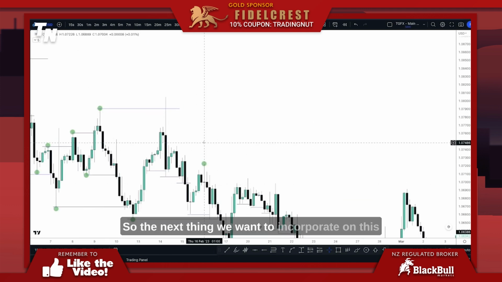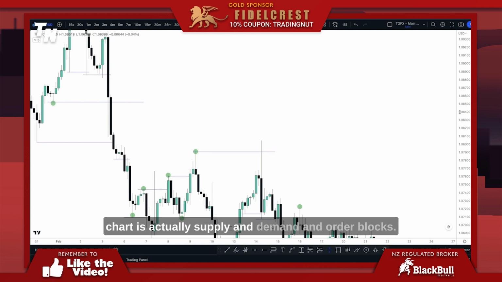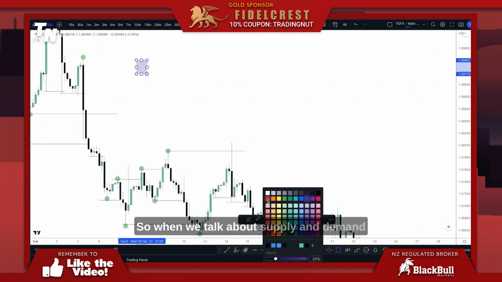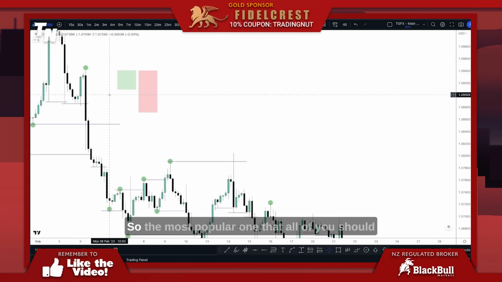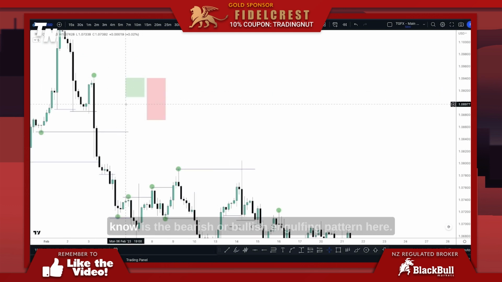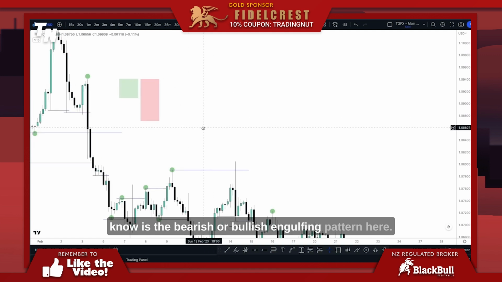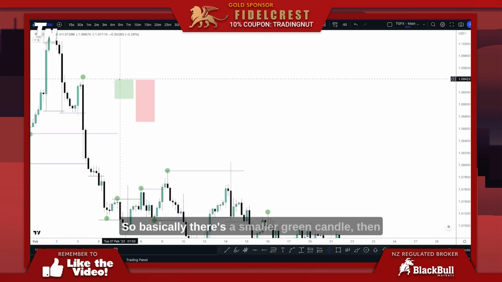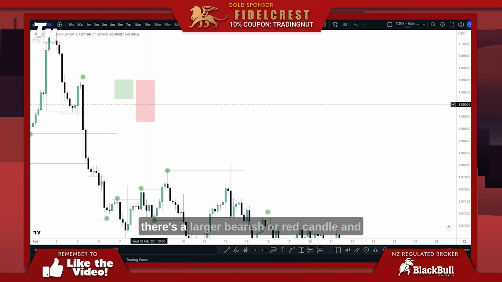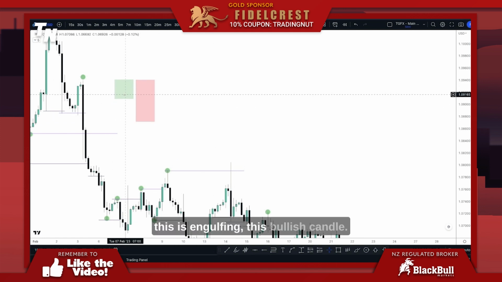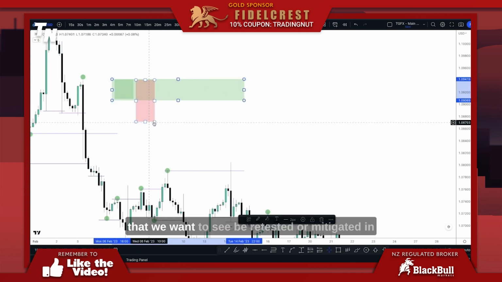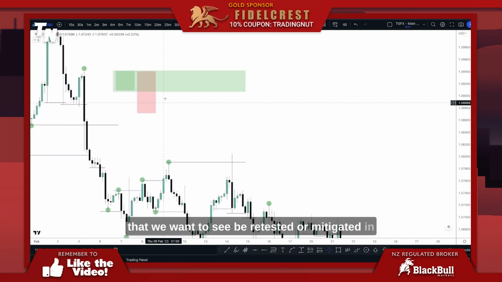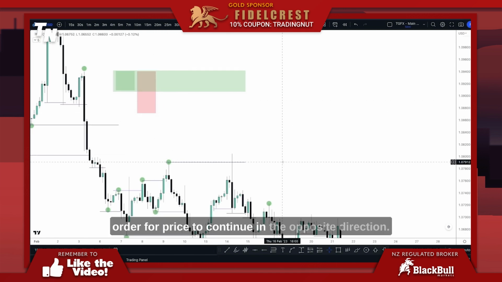So the next thing we want to incorporate on this chart is actually supply and demand and order blocks. So when we talk about supply and demand or order blocks, there are a few patterns I'm actually looking for in the market. So the most popular one that all of you should know is the bearish or bullish engulfing pattern here. So basically there's a smaller green candle, then there's a larger bearish or red candle, and this is engulfing this bullish candle. So what ends up happening is we have an area that we want to see be retested or mitigated in order for price to continue in the opposite direction.